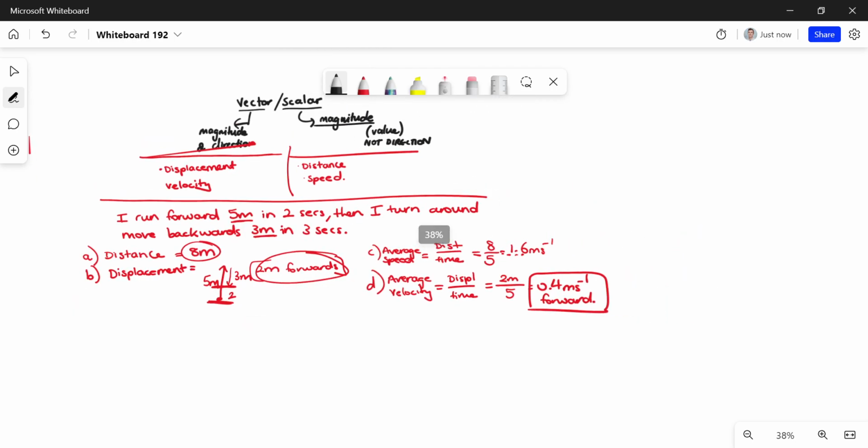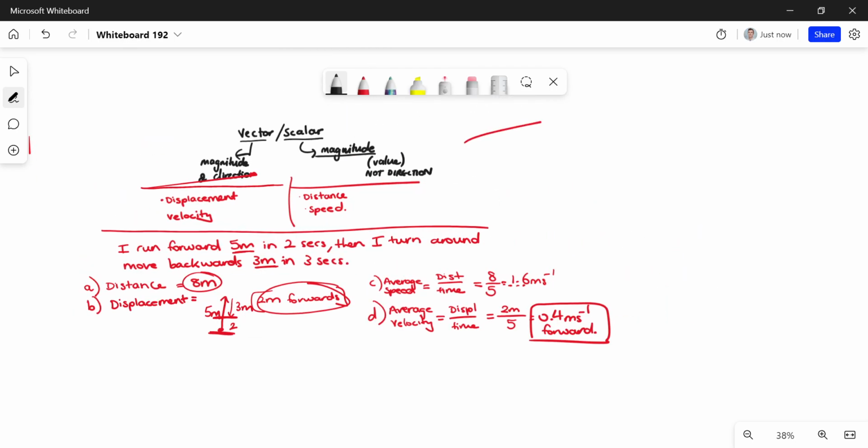Now, I can hear you asking one question, and that's about something I mentioned in the previous video, and that is, what is the deal with acceleration? Remember we said acceleration was measured in meters per second per second. And really, the answer to that is that acceleration can be considered both a scalar and also a vector. And it's because it depends on whether we're dealing with speed or velocity, and hence distance or displacement.